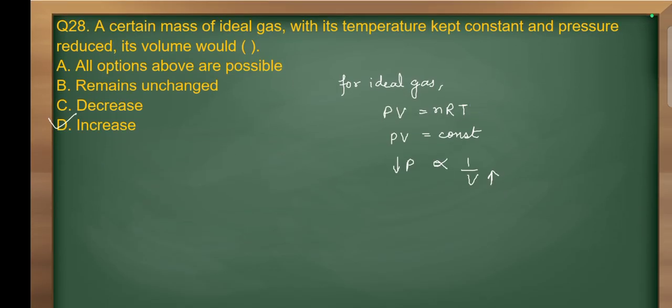Question number 28. A certain mass of ideal gas with its temperature kept constant and pressure reduced, its volume would be. We know that according to the ideal gas equation, PV is equal to nRT. Here the temperature is given as constant, so this whole term nRT will become constant. We will get pressure is inversely proportional to volume. If we reduce the pressure, or if we decrease the pressure, the volume will increase. So option D is correct.